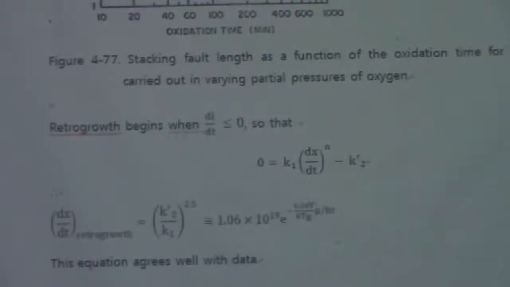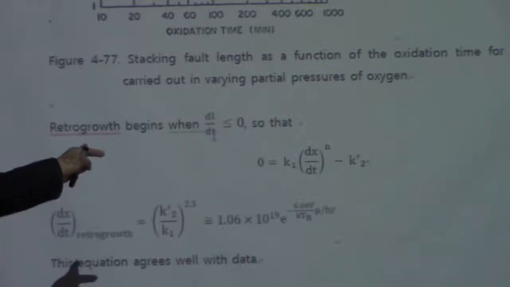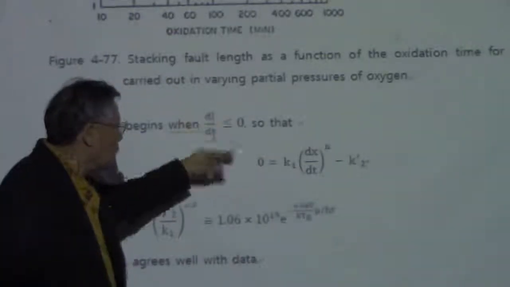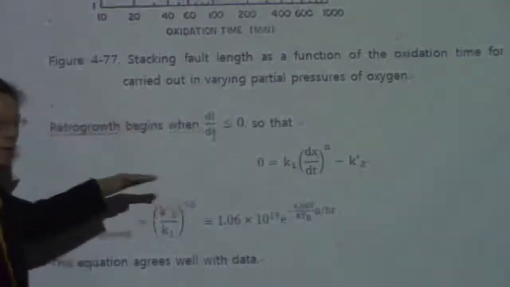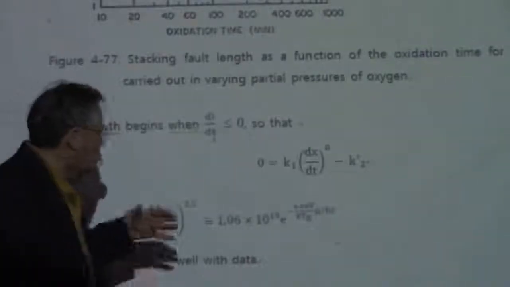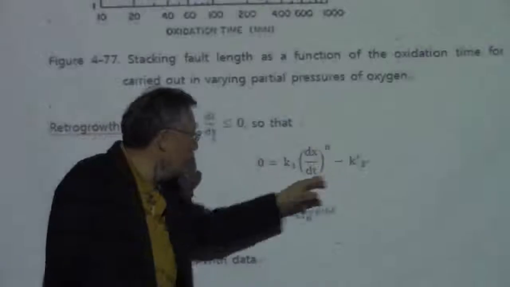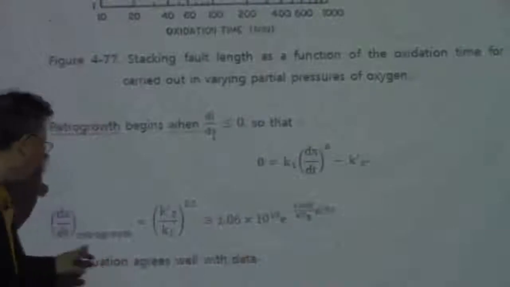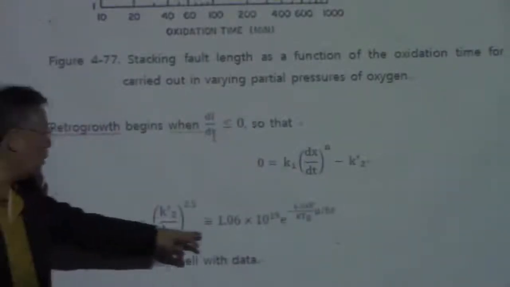Then neutral growth begins when the growth length, the stacking growth rate derivative, is equal to 0, and that should be the maximum. Okay, so neutral growth begins when we have this situation. The derivative is going to be 0, and there is some misprint there, and then the neutral growth rate can be determined from this equation. First, the derivative of that. Okay, and then this simplified equation theory agrees well with the data. And that's a key thing.